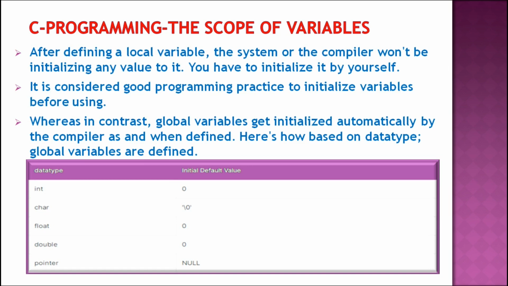Here it shows the default values based on data type for global variables. For integer, even though you have not defined it, the initial default value is 0. The character default value is \0, float also defaults to 0, double defaults to 0, and pointer defaults to null. In this way they initialize the default values if you do not initialize the values.